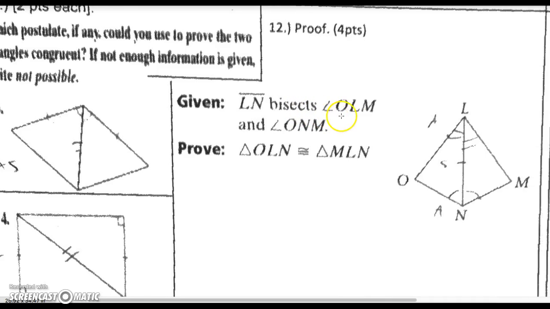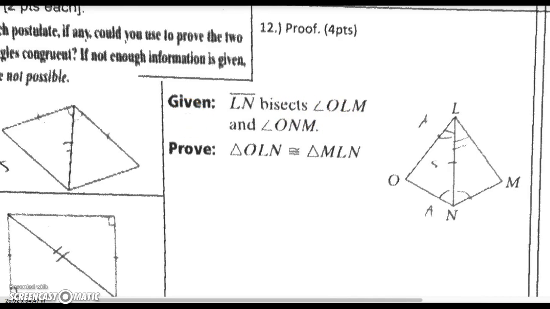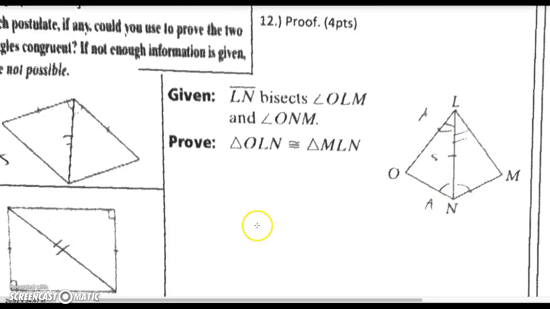Question number 12 is a proof. It gives you these clues. LN bisects angle OLM. So here is OLM. These are my congruent angles. This is the angle bisector, the line here LN. So I have 2 congruent angles there. And then it goes the other direction as well. LN bisects angle ONM. ONM here. So it goes this direction. I have congruent angles. So I can do angle, side, angle.